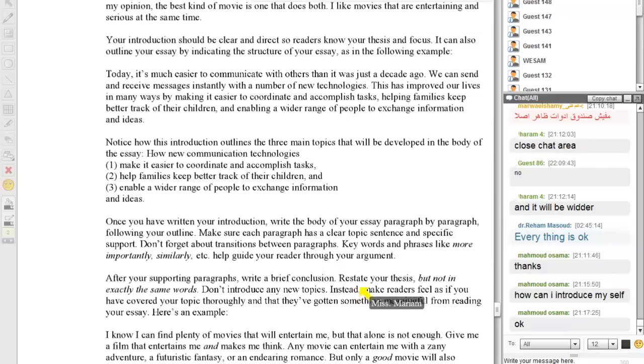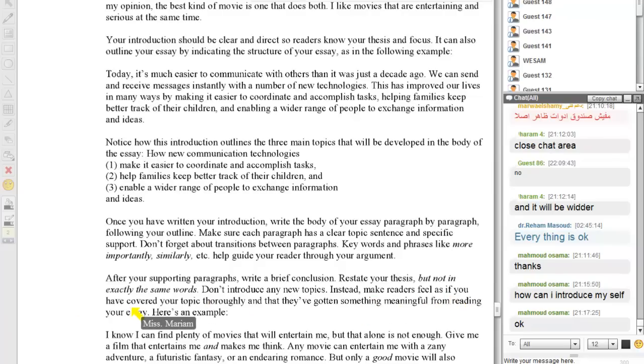So after your supporting paragraphs, write a conclusion that restates your thesis, but not in exactly the same words. Please don't use the same structure again and again. Don't introduce any new topics. In the conclusion, you shouldn't introduce new ideas. Okay, you are closing, you are saying goodbye. You shouldn't say goodbye, did you hear about so and so, you know, because you are opening a new topic, and this is not professional.